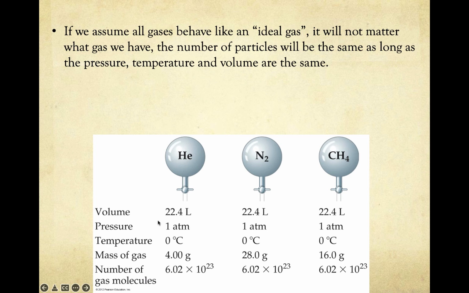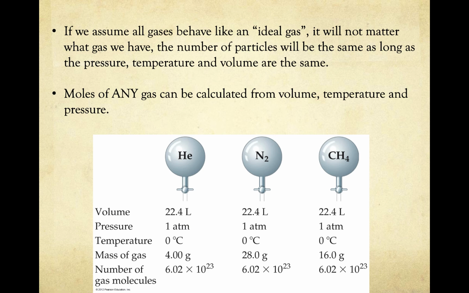So the effect of this is if we have samples of gas, regardless of what gas it is, so here we have 3 different samples of gas, under the same conditions of volume, pressure, and temperature, we'll have the same number of gas molecules. Notice the mass of the gas will not be the same because helium, nitrogen, and methane each have different masses, but the number of moles will be the same as long as all these other factors, volume, pressure, and temperature, are the same. This allows us to perform these calculations using PV equals nRT for any gas, regardless of its identity.